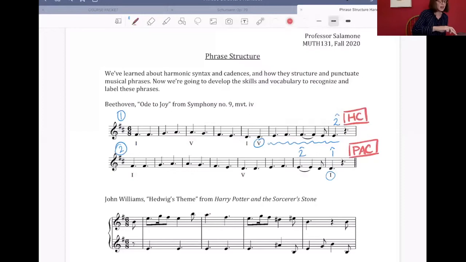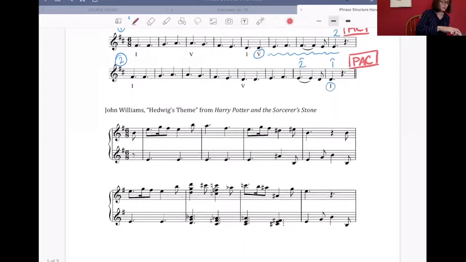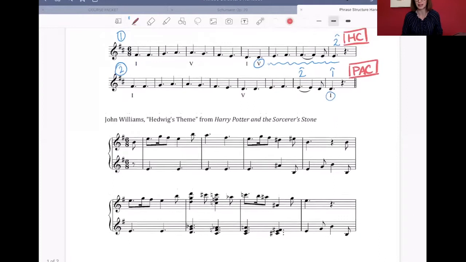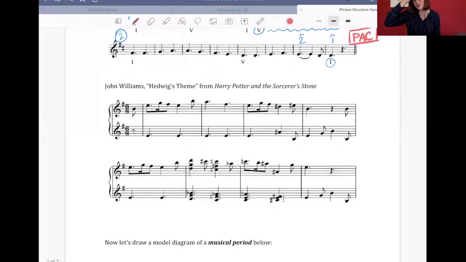Okay, now let's look at something from a completely different idiom. This is the main theme from Harry Potter. So we're going to give it a listen, and I want you to think about how it is similar to the Beethoven example and how it is different in terms of structure and things like cadences. Let's go ahead and give this one a listen.